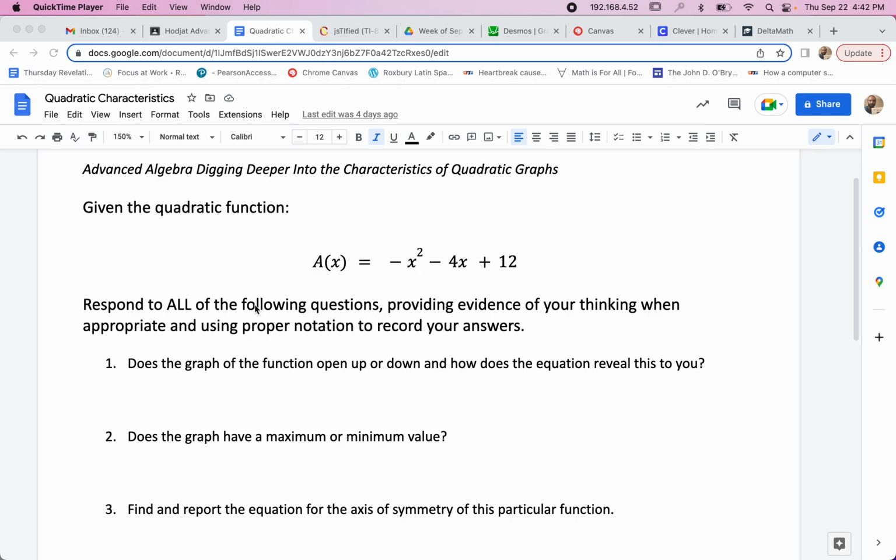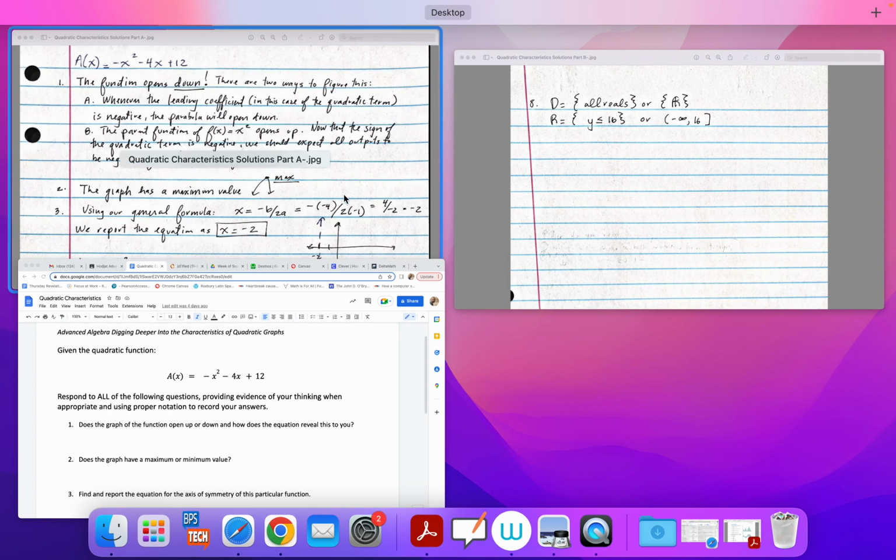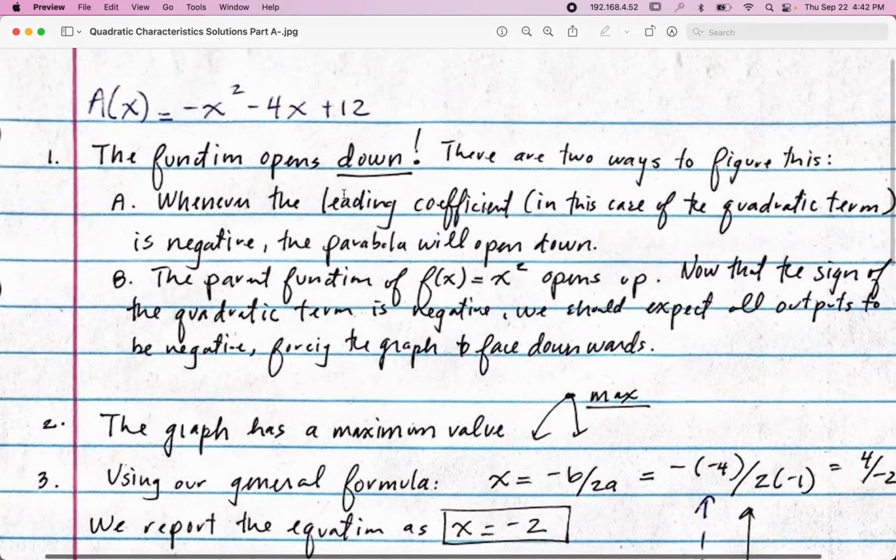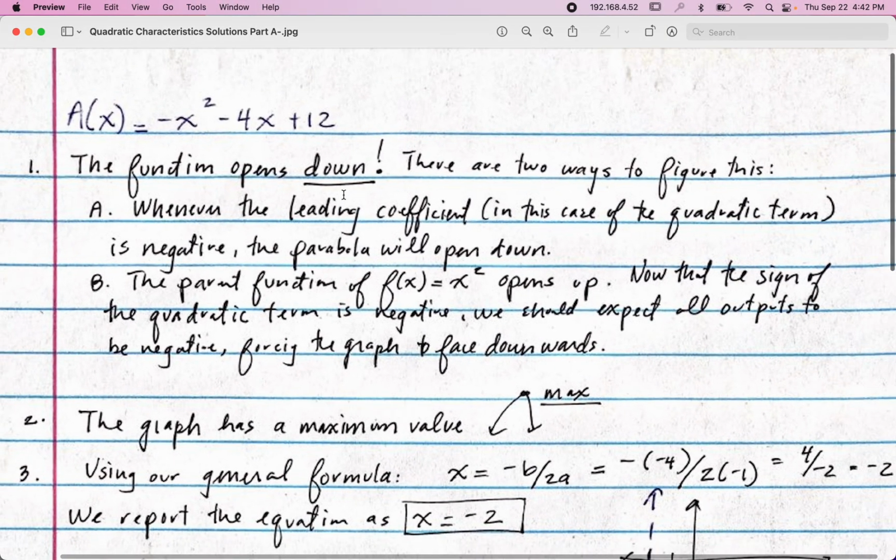So let's get started. First question is, does the graph of the function open up or down, and how does the equation reveal this to you? If you focus in on what's called this quadratic term, this negative x squared term, this is the linear term in the middle, negative 4x, and this is the constant term 12. If you focus in on this quadratic term, that's what reveals to you the direction of opening of the function. So I wrote here for you, this particular function opens down.